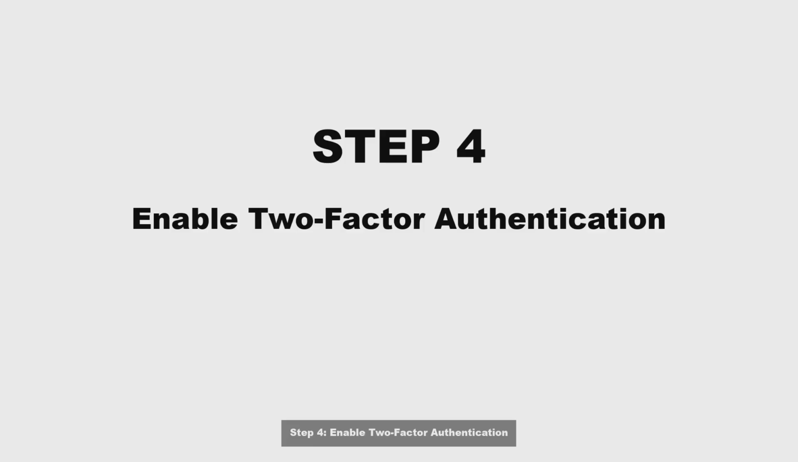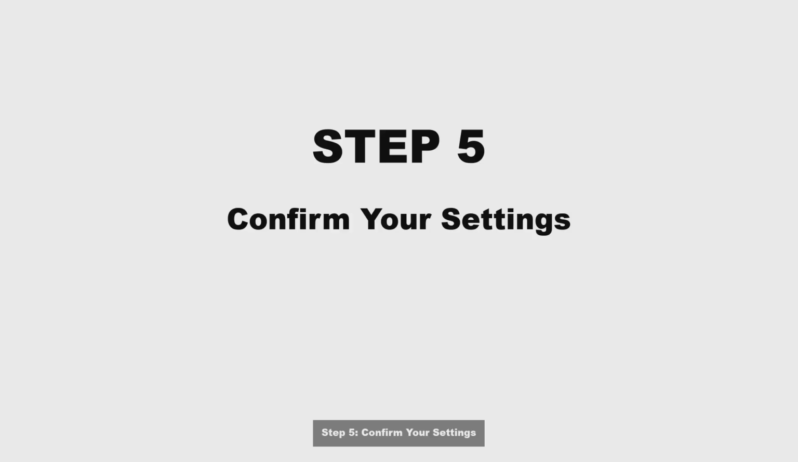Step 4. Enable two-factor authentication. Look for the option labeled two-factor authentication or security code. Toggle the switch to turn it on and follow any prompts to set it up.